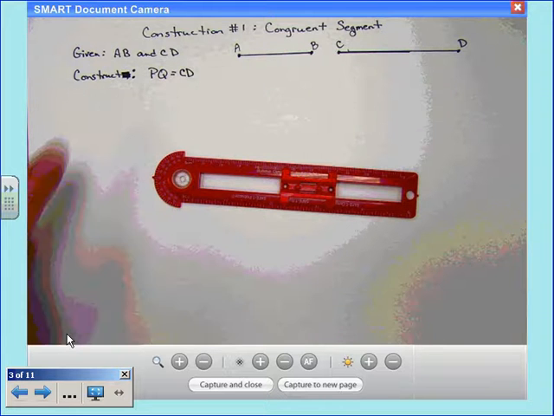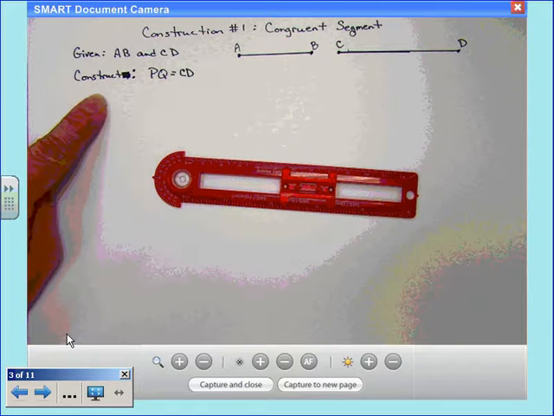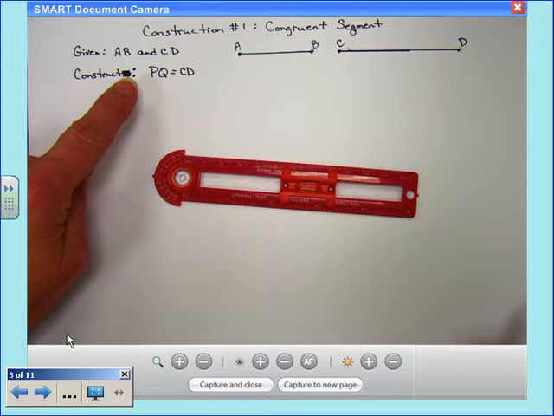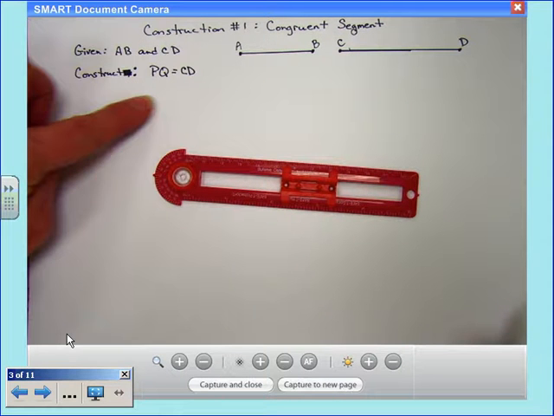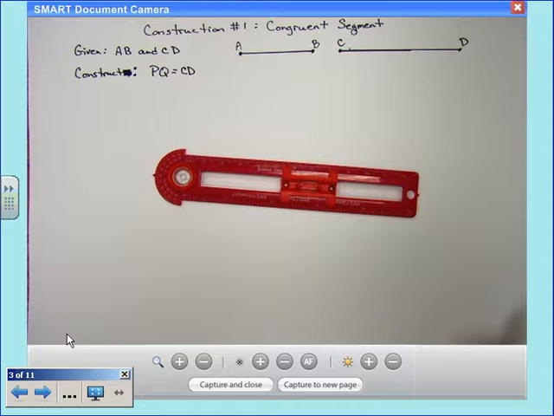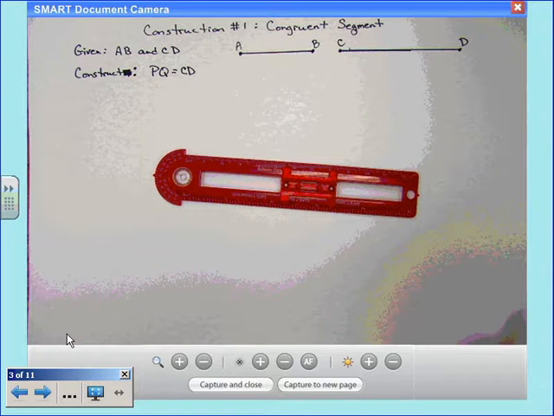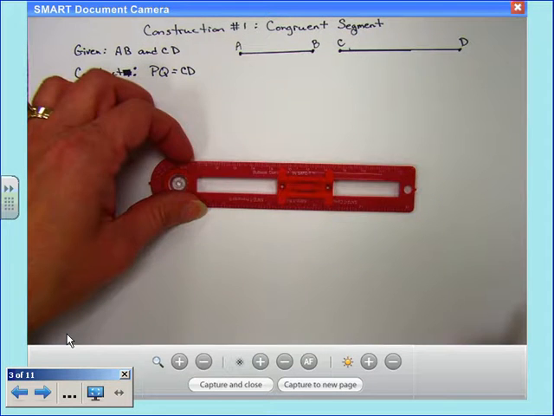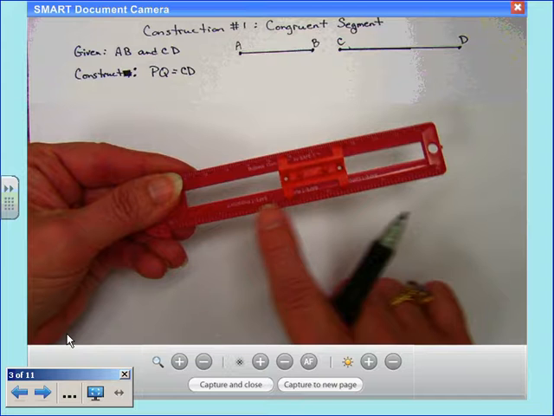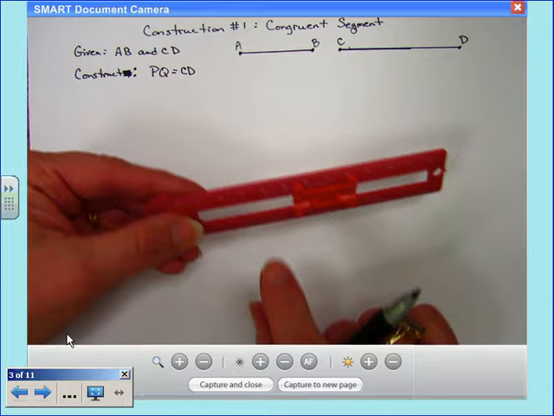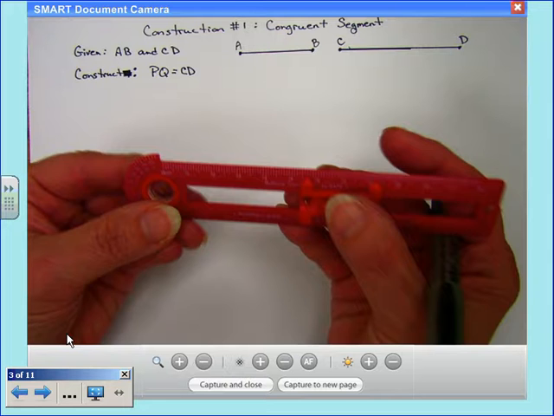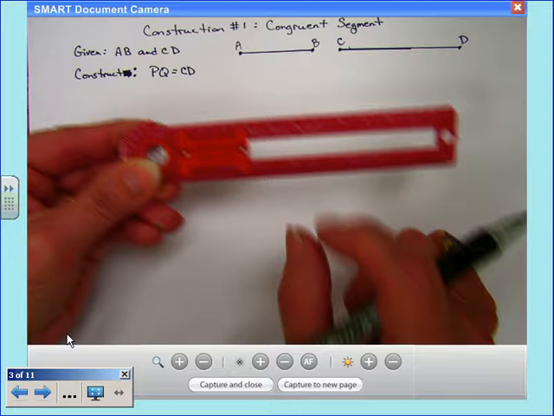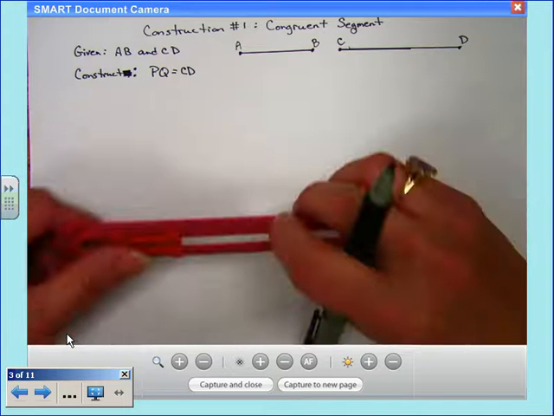Now, we're asked to construct segment PQ that's equal to the length of CD. Here's CD. And we want a constructed segment down here called PQ that will be exactly the same length. You are not going to measure with the ruler. We will not look at the measurements on the ruler parts of your compass. You're only using this to draw a straight edge. We'll measure from the center to one of the two holes in the sliding part of your compass. So here's the way this works.